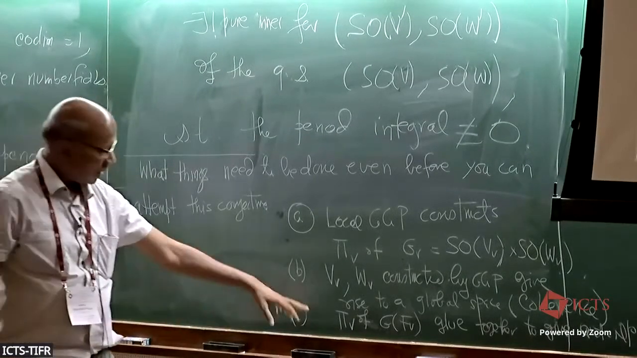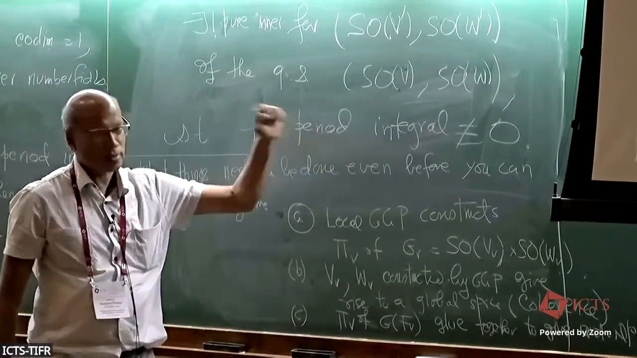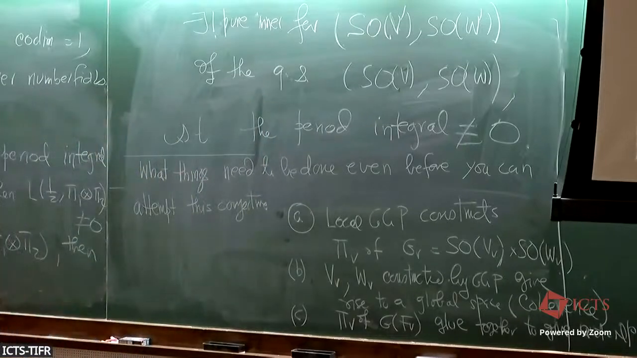So therefore, these are automorphic, and now one can play this game about the period integral. A, B, C are there. So you have to show now that the period integral is... What is left?